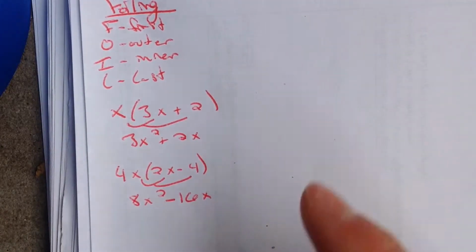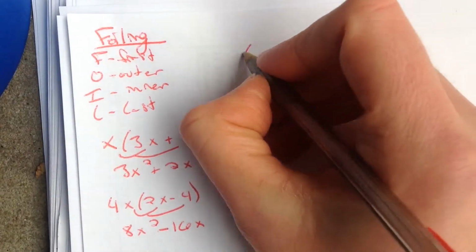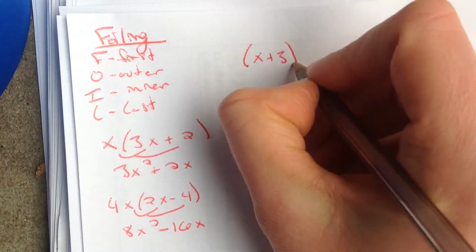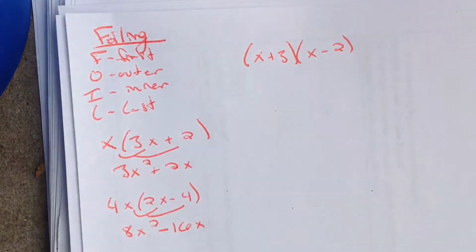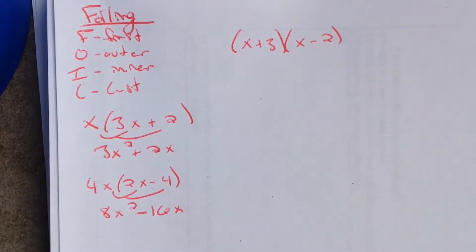But then we start running into cases like this: x plus 3, x minus 2. So this is where FOIL comes into play. And there's two ways to do this. I'm going to show you both because I think people find it easy doing one or the other method. So we'll show you both of them.